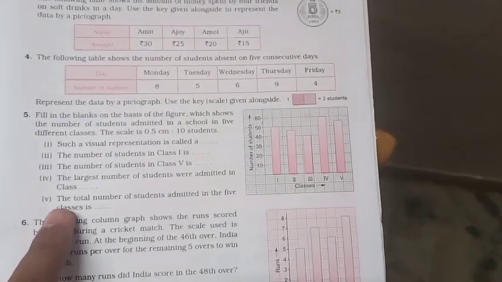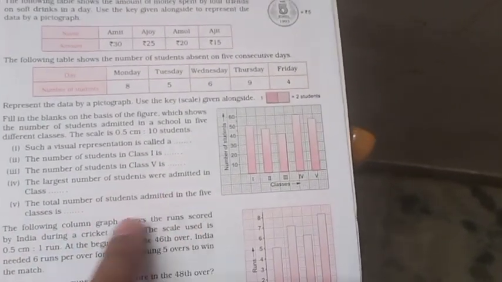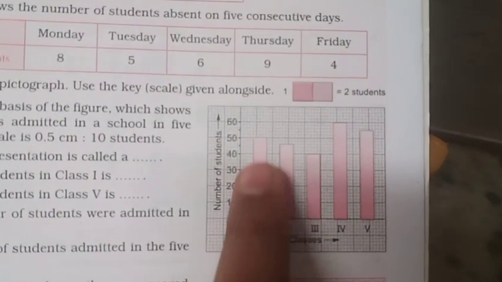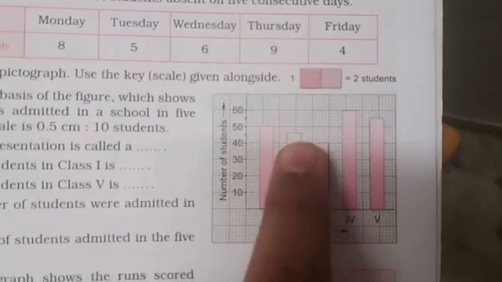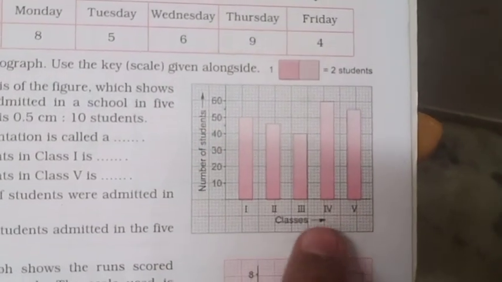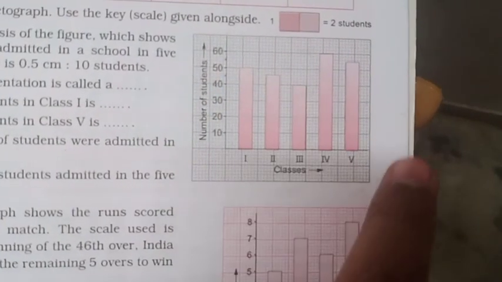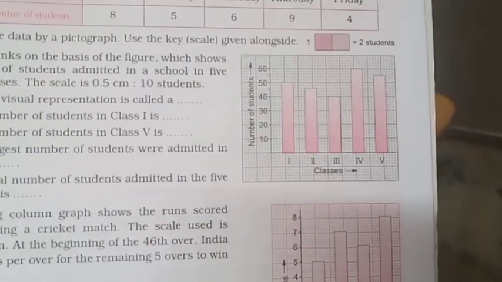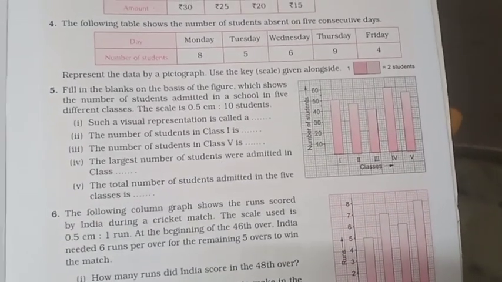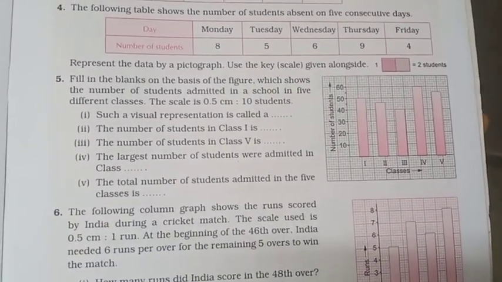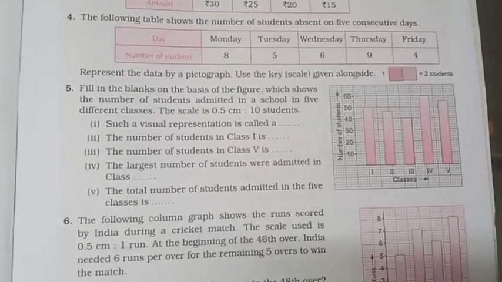And the last one, the total number of students admitted in 5 classes. Now add it. The first one 50, next 45, next 40, next 60, and next one, this is 55. So total is 250. So the total number of students admitted in 5 classes is 250. Now next one.